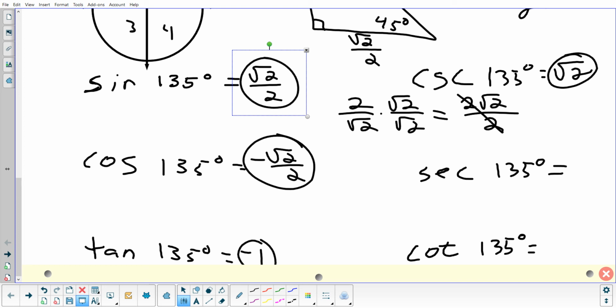Haley, how about the secant of 135? Oh, wait, we have 2 Haleys? No, sorry, I thought you said Hager. Oh, okay, I'm sorry, yeah, Haley. Would it be negative square root of 2? Yeah. The only difference between the sine and the cosine is one's positive and one's negative. That's going to be the same difference between the cosecant and the secant. One's positive, one's negative. So negative square root of 2.